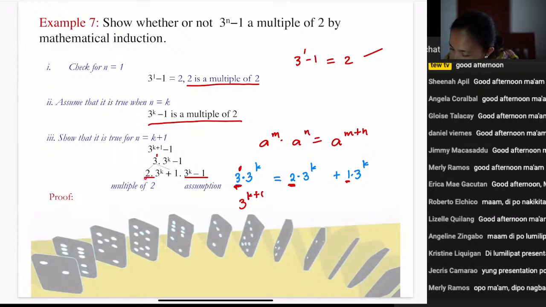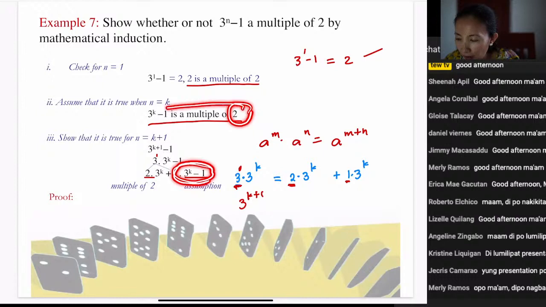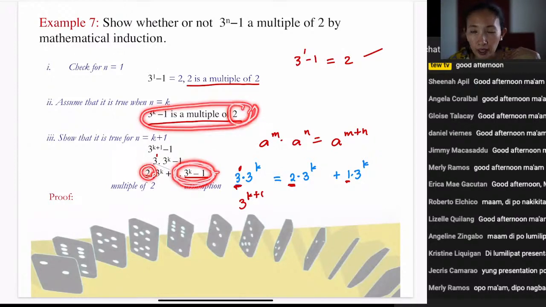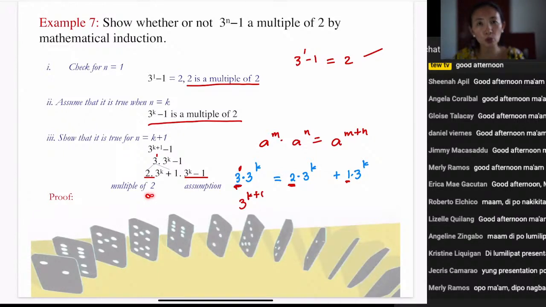So, ito siya. Ngayon, take note na yung pangalawang term, yun yung assumption natin. This is our step number 2. What did we say? In our assumption, this is already a multiple of 2. Hindi na natin gagalawin yan. For sure, this is a multiple of 2. Eh, yung first term, how sure are we that it is a multiple of 2? There is a factor 2, 2 times 3 raised to k. Therefore, a multiple of 2 plus a multiple of 2, then the result must be a multiple of 2. And that way, we were able to show that 3 raised to n minus 1 is a multiple of 2. That's it.